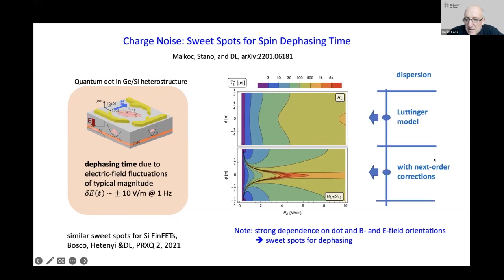In order to see this, one also needs to go even beyond this model I showed before, the Luttinger model. So these calculations are extremely demanding. It took several years actually to make this kind of calculations.